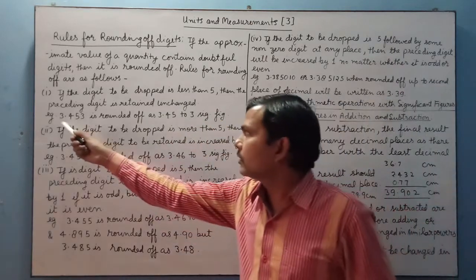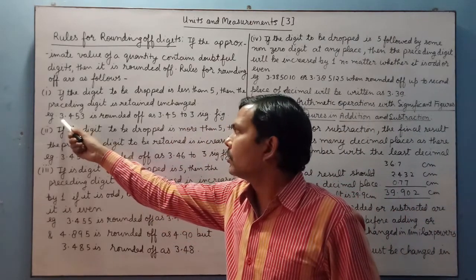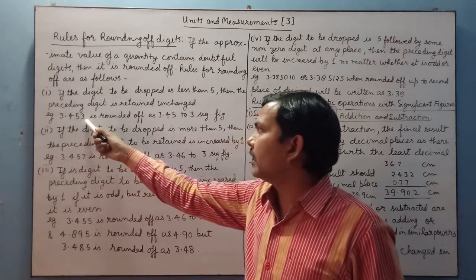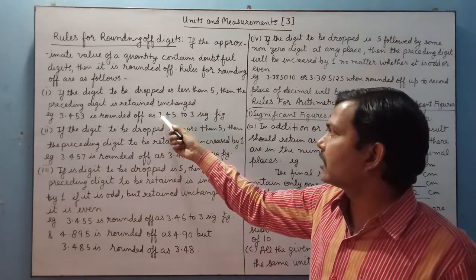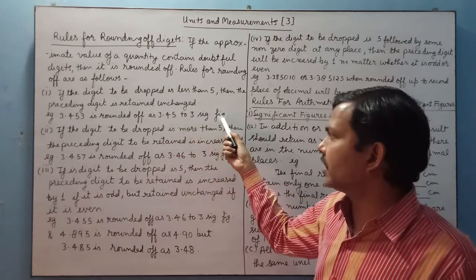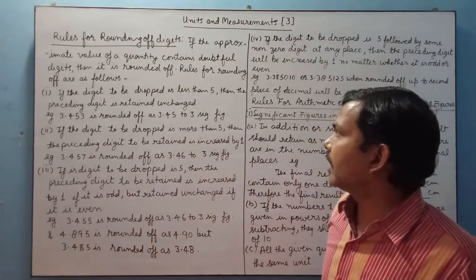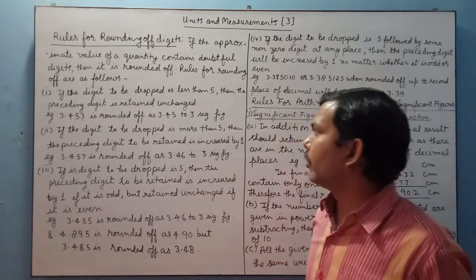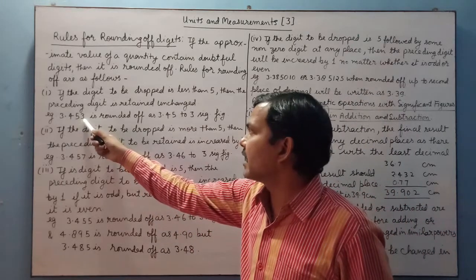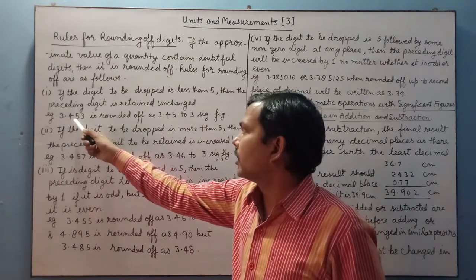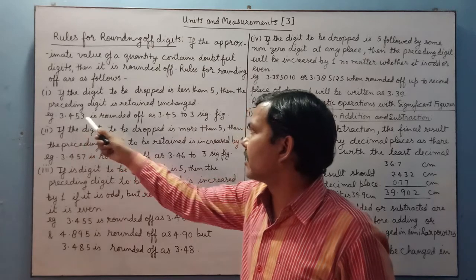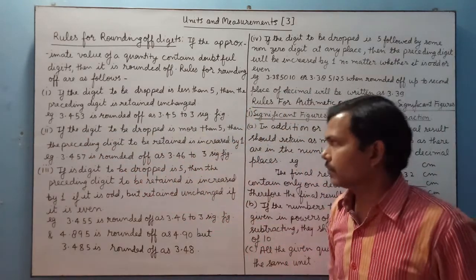Here we can observe an example. 3.453 is rounded off as 3.45. Here the digit to be dropped is 3, which is less than 5. So the preceding digit is retained as such.